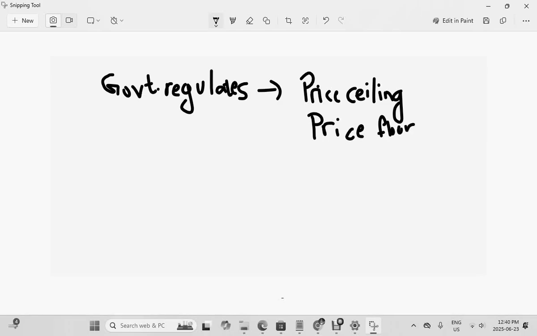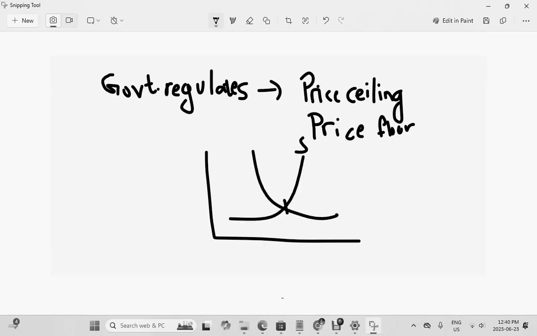Now, if you were to draw this on a graph, suppose this is your supply curve over here, this is your demand, and this is your equilibrium. In this case, the government will set a price ceiling somewhere over here. You can also set a price floor over here, but that has to do with agriculture, for example, and we'll talk about that later.